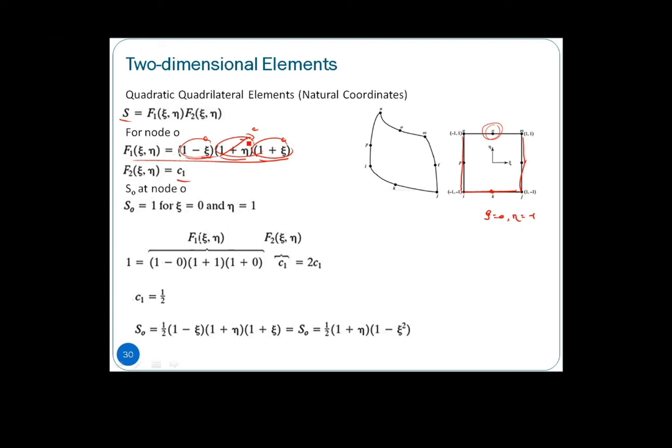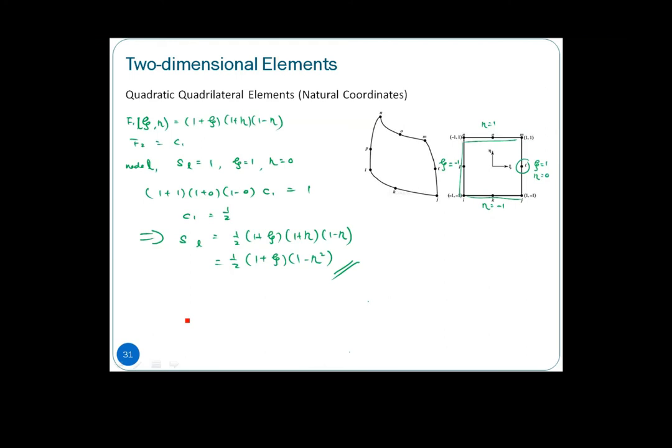So in this case, at node O, we know that SO is 1. At this particular time, our psi is 0, eta is 1. So substituting into the product of F1 and F2, we found out that our C1 is 1 over 2. So at the end, our shape function is 1 over 2 multiplied with these three, F1. This is our F2, which is a constant. This is our F1. So for the shape function at the mid node, basically it started with 1 over 2, 1 plus eta, 1 minus psi square, or we can keep the 3 parameters here, 1, 2, 3.